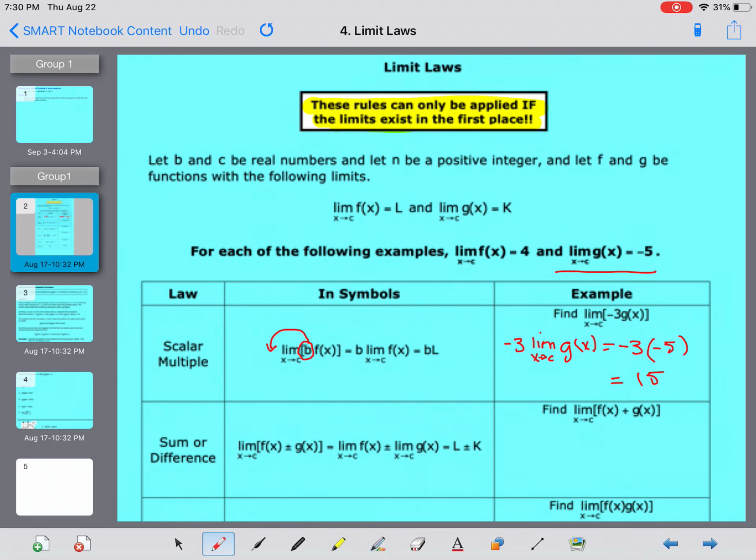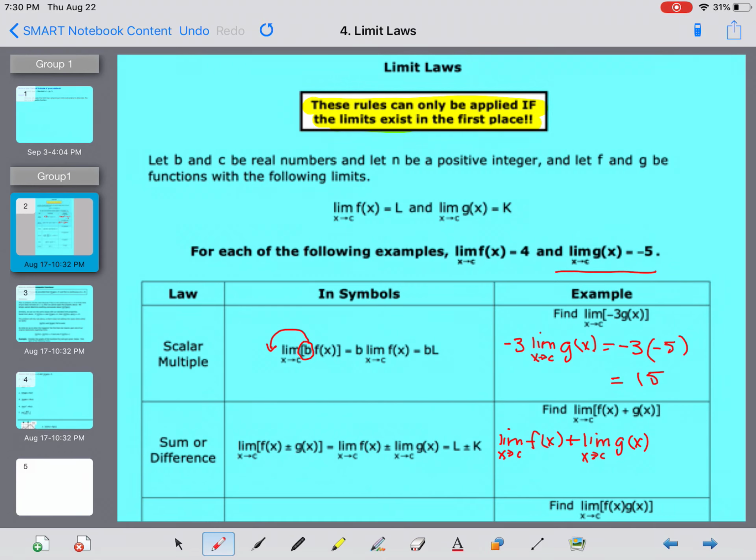The sum and difference rule says that if we're taking the limit of some function that's being added or subtracted, we can take the limit of each function independently, then come back and apply the operation of addition or subtraction. So, for instance, if we have the limit as x approaches c of f of x plus g of x, we can actually take the limit as x approaches c of f of x, and the limit as x approaches c of g of x, and come back and do the addition after.